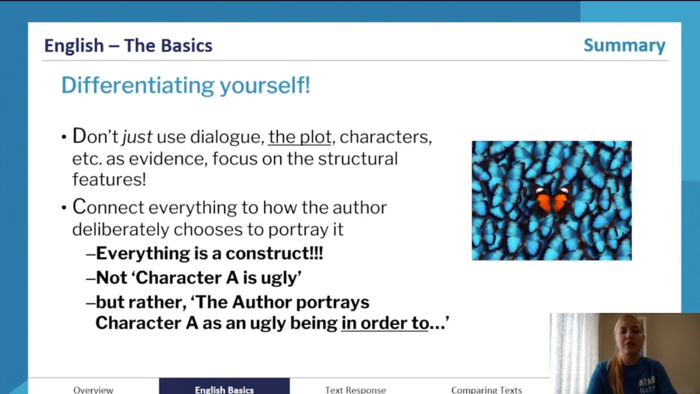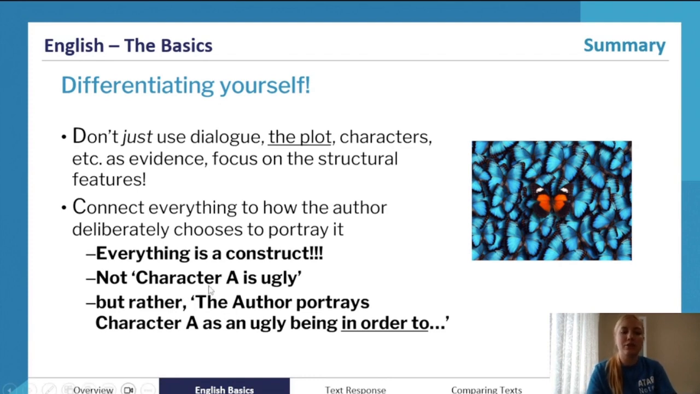So, in terms of differentiating yourself, we need to make sure that you don't just use dialogue, the plot, characters, and so on as evidence, and focus on structural features as well. Try to connect everything to how the author deliberately chooses to portray it. Understanding that everything is a construct of the author, and everything, at least according to English teachers, etc., is done for a reason. And carefully describing characters again.